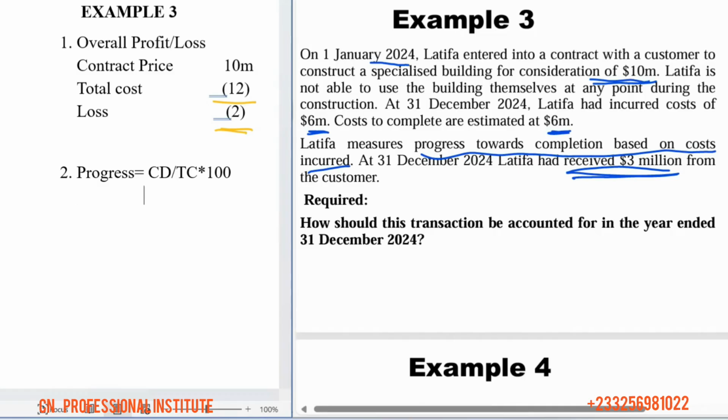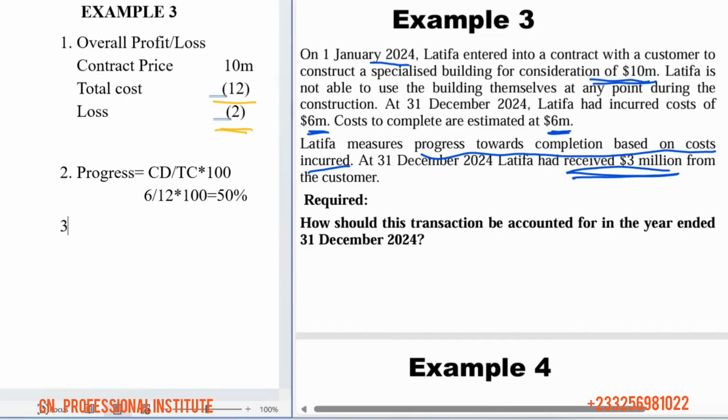We're told that 6 million divided by total cost 12 million. That's the 6 million cost to date plus 6 million cost to complete. Then by 100. And that will give us a figure of like 50%. Okay. So 50% is our progress. Then let's go to step 3.